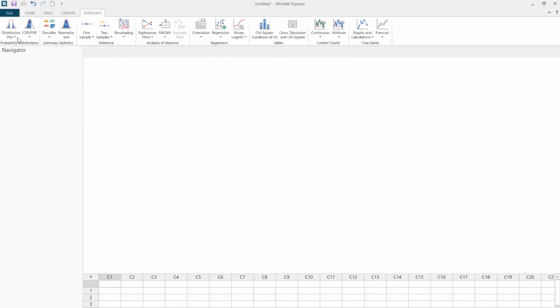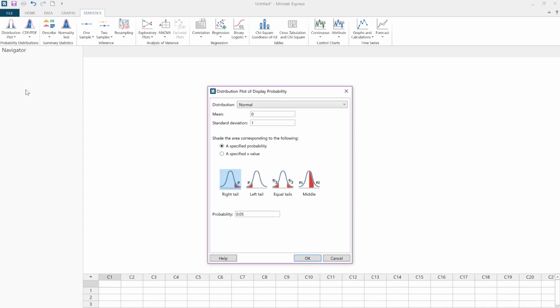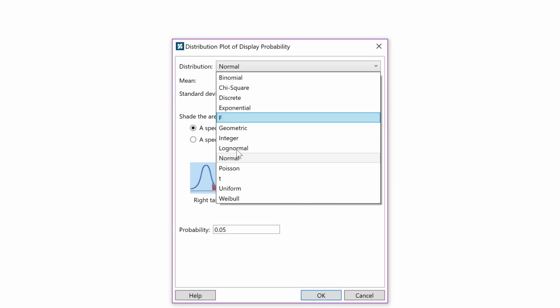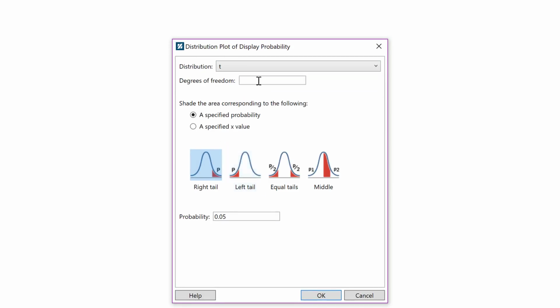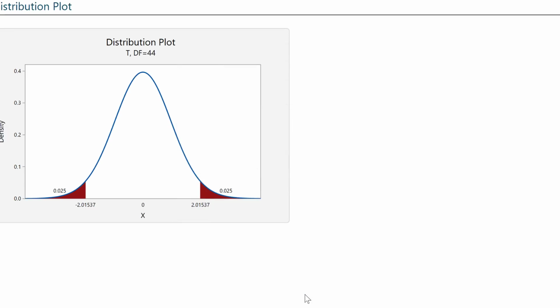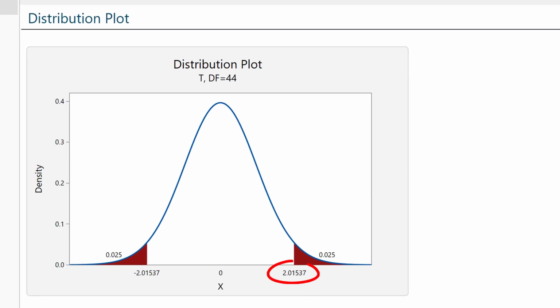I'm going to construct a probability distribution plot to display a probability. We have a t-distribution with 44 degrees of freedom. We want to find the values that separate the middle 95% from the outer 5%. We have equal tails with 5% or 0.05 split equally between the tails. Our t multiplier is 2.01537.